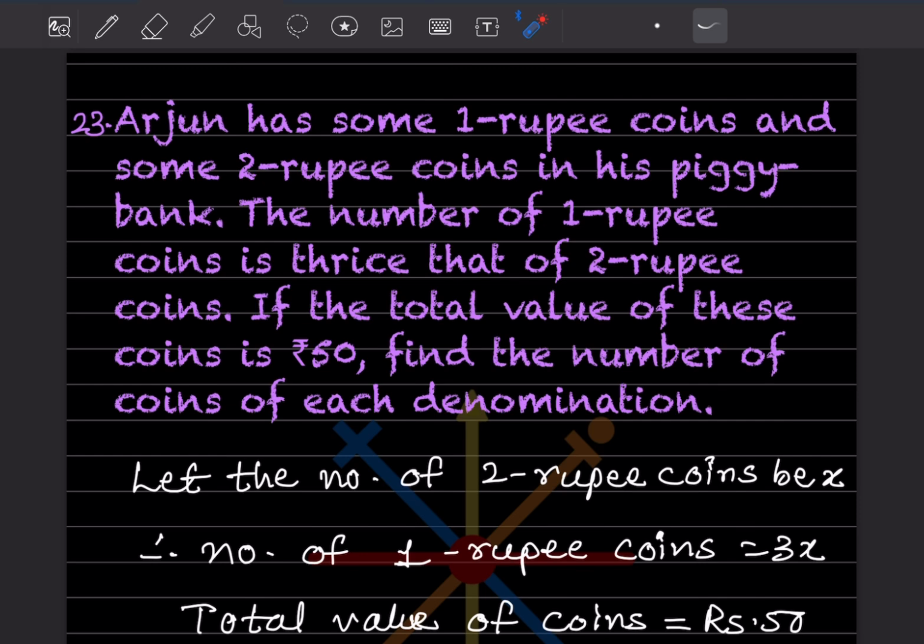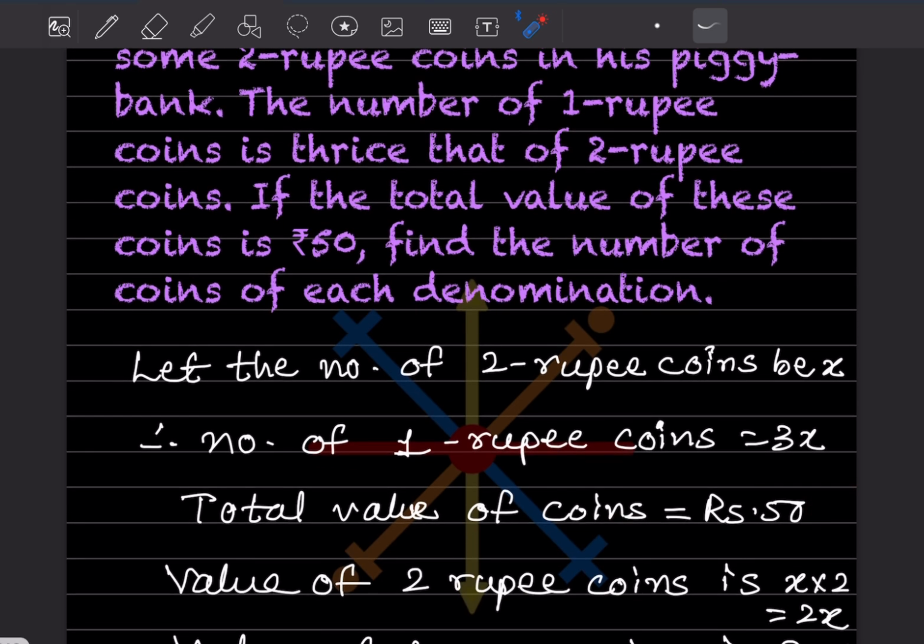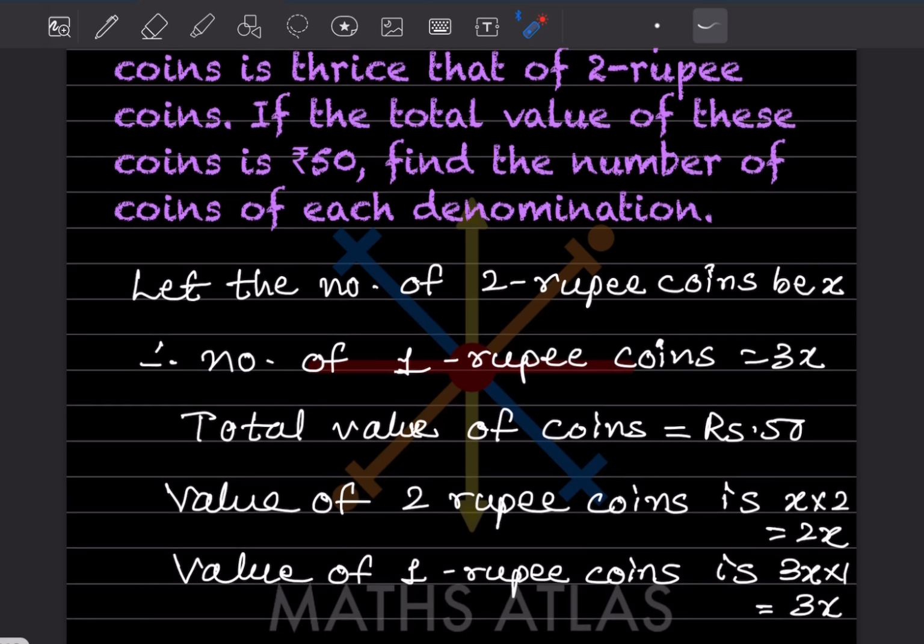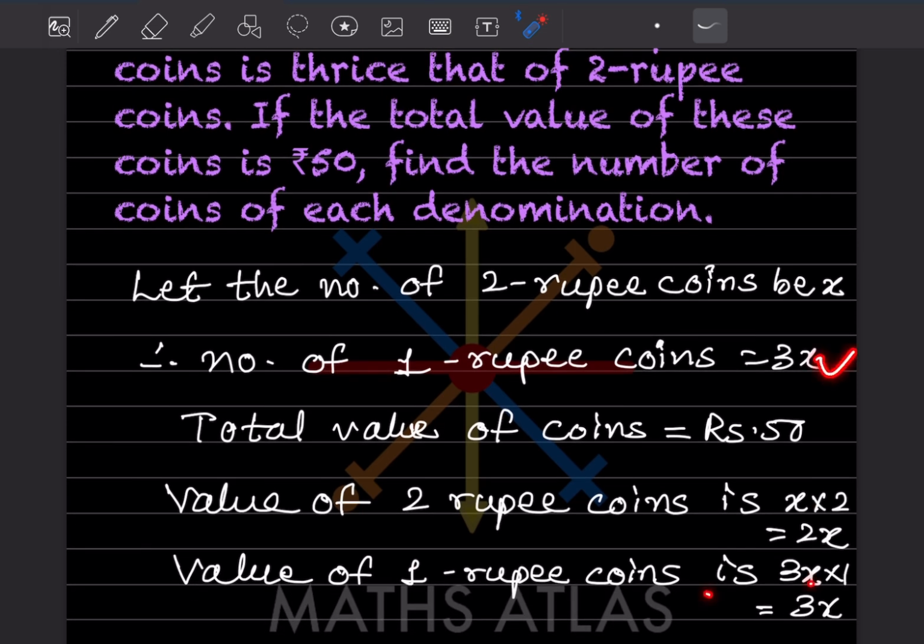And then they said the total value of these coins is 50. So now we will see the total value of coins that is given as 50. So value of 2 rupee coins is going to be what? Because this is x, these are the numbers, so value is going to be x into 2, that will be 2x. And value of 1 rupee coins is going to be, this is 3x, and this is just 1 rupee coin, so 3x into 1, that is going to be 3x. So these two we have to first write separately, then it becomes easier. So now if the total value of this is 50, we are not going to consider this point, because they said the value of it. So value means you have to take this 2x and 3x and not this one. So be careful with this one.